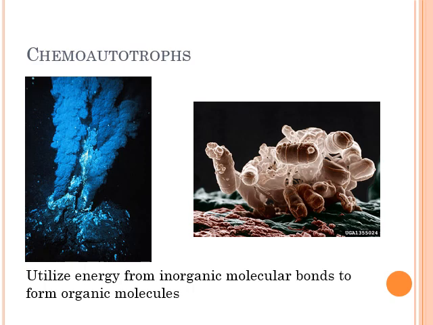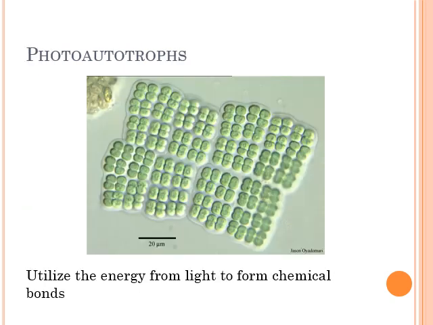Chemoautotrophs utilize energy from inorganic molecules, the bonds of inorganic molecules, to form organic molecules. Good on that one? All right, next one. Photoautotrophs take the energy from light to form the chemical bonds. They take inorganic molecules and convert them into organic molecules.